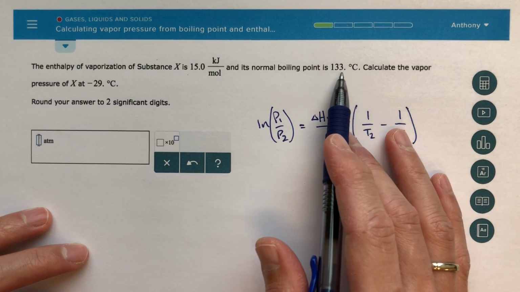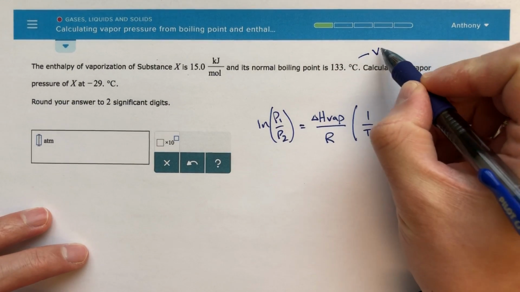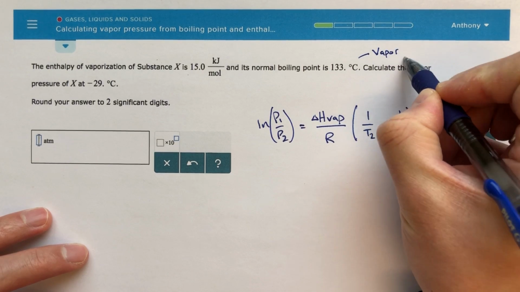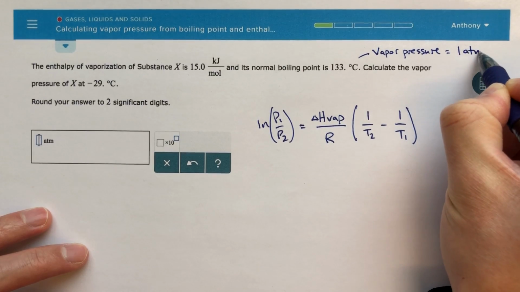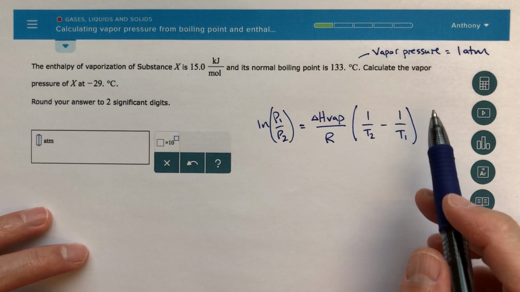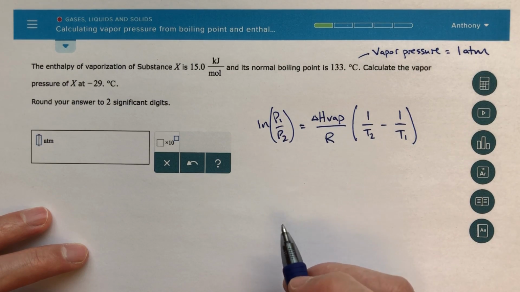So this temperature of 133 degrees Celsius is telling us that the vapor pressure at that temperature will equal 1 atmosphere. And that's a key piece of information that we're going to need in order to plug into this Clausius-Clapeyron equation.